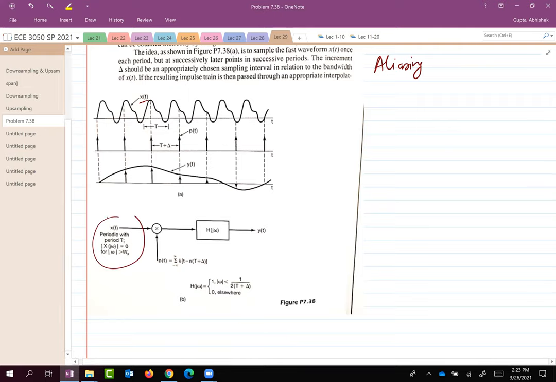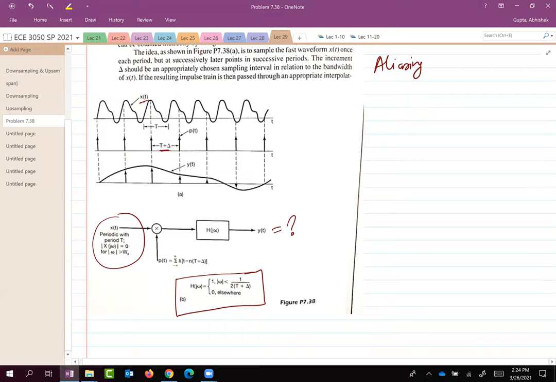So you have a periodic signal, and you are going to sample. The periodic signal has periodicity capital T. You will sample it with a periodicity of T plus delta. And then you want to pass it through a low pass filter, H(j omega) equals 1 for omega less than 1 over 2(T plus delta). And the question is, what is y(t) going to be equal to?